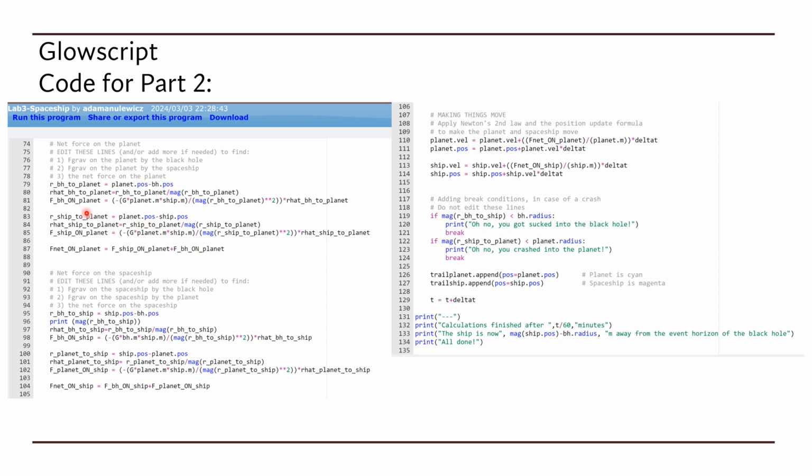What we have to do here is first find the force of the black hole on the planet, and the force of the ship on the planet, in order to find the F net on the planet. And then we do the same thing for the ship, where we find the force of the black hole on the ship and the planet on the ship to find the F net on the ship. Using these, we can update the position and velocity using the position and velocity update formulas for both the planet and the ship to determine where they are, in order to figure out what initial velocity the ship needs so that A, it won't crash into the planet based on its position, and B, it won't crash into the black hole based on the force acting upon it.